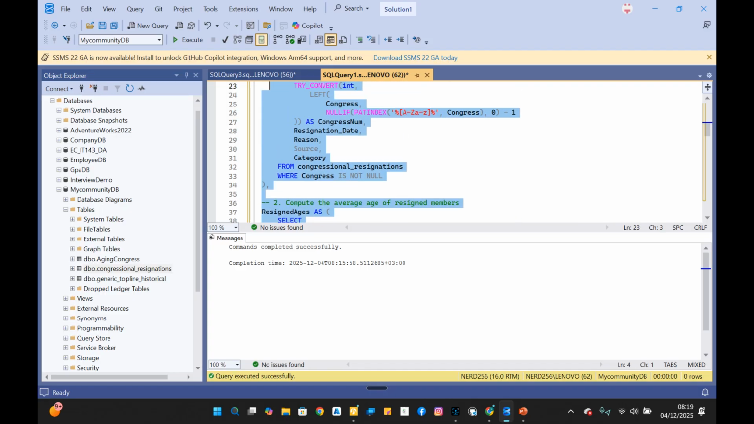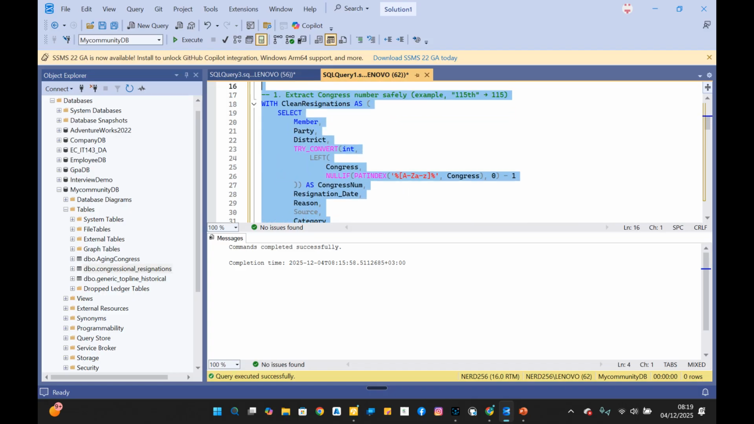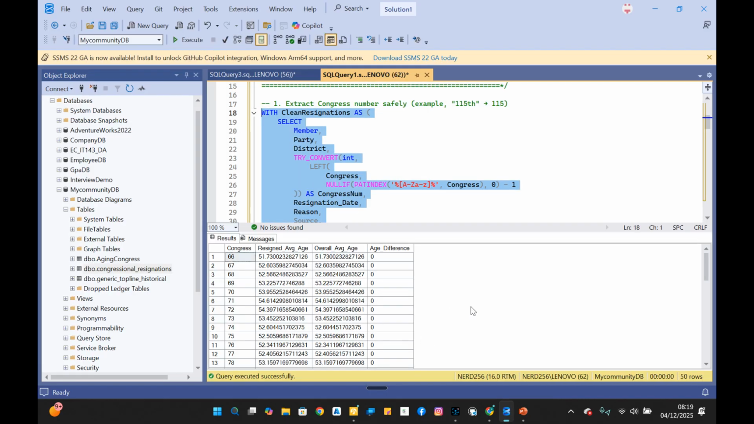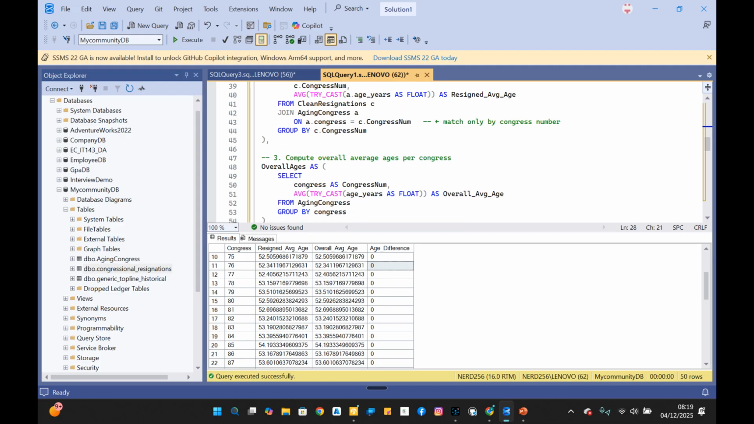Let me run it quick. So when I run, this is the Congress. These are resigned average age at 51. Then the overall average age is also at 51, which gives us a difference of 0 because we take this resigned average age from overall average age. It is still giving us average difference of 0. That is about the first question.